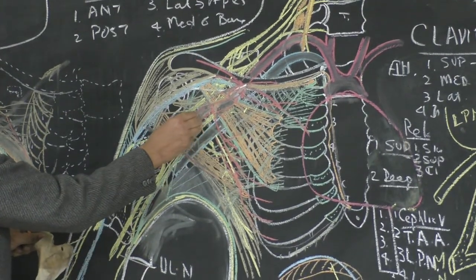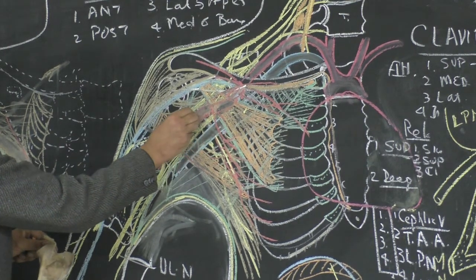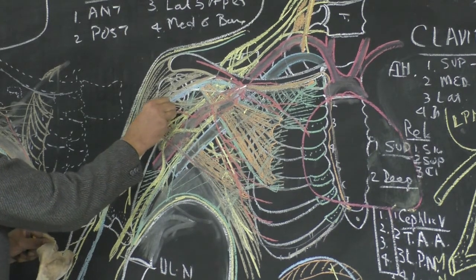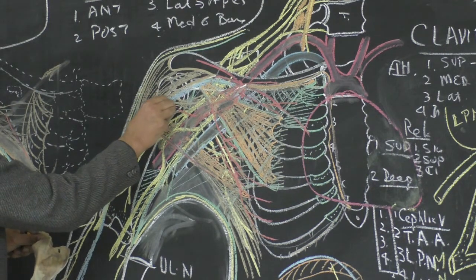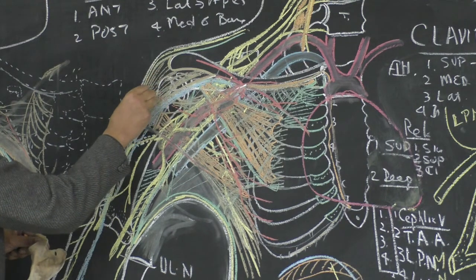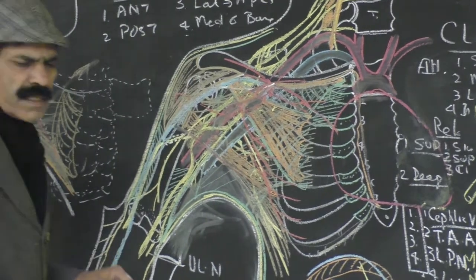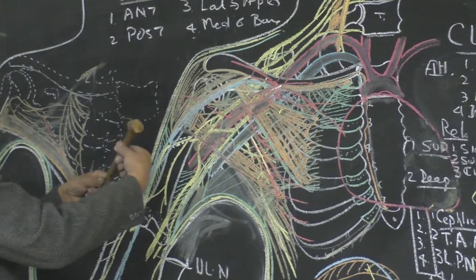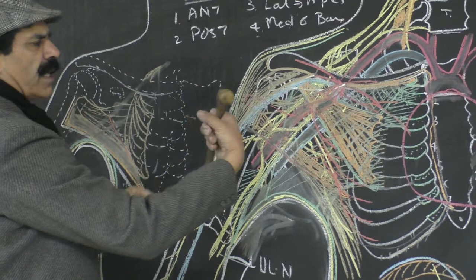Then it gives two more branches at the surgical neck. One is called the posterior circumflex humeral artery, which runs behind the posterior surface of the shaft of the humerus under the cover of the deltoid muscle, and it encircles around the humerus and supplies the deltoid muscle posteriorly. So it is circumflexing like this.